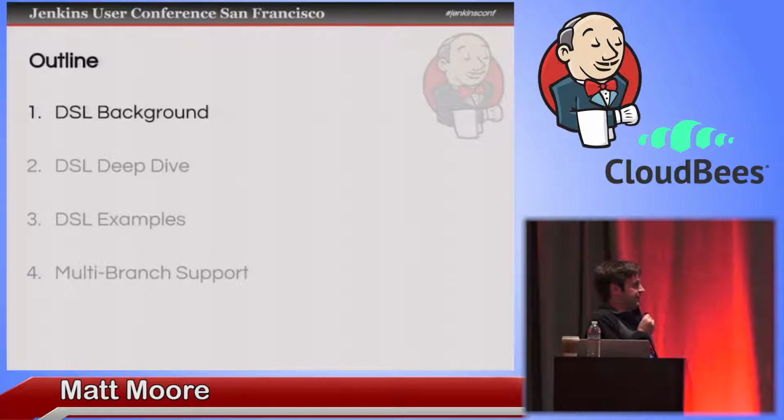So before we dive in today to the meat of the talk, I wanted to give a quick overview of what we're going to touch on. I'm going to try and get through sections 1 and 2 as quickly as possible so we can get to everyone's favorite part, the demos. The first section is a quick background on DSLs, what they are, why they're good. Then we're going to talk about this DSL. And then we're going to get into some samples, and we're going to close with some stuff that builds on the multi-branch stuff the CloudBees folks demoed last year.